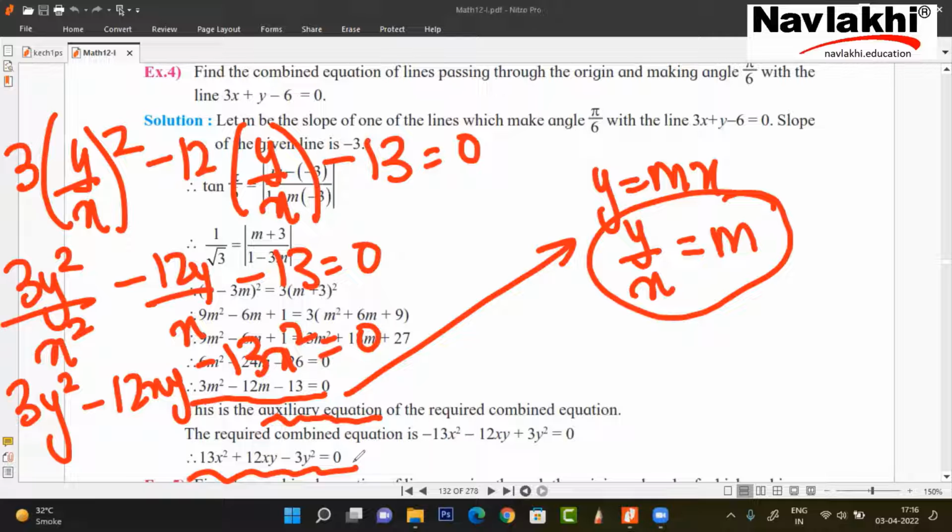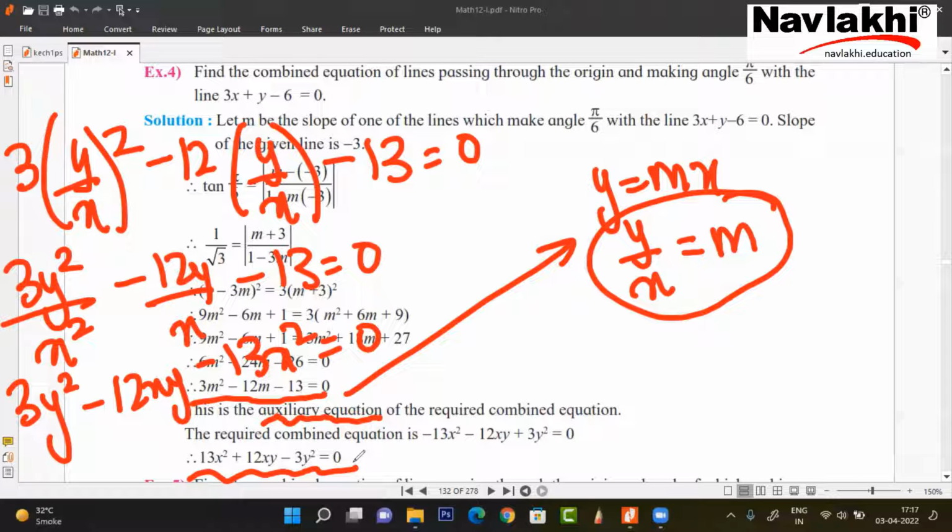So you want the combined equation of lines. Both the lines are passing through the origin, so it's of the form ax square plus 2hxy plus by square is 0. But they have not given that; you want the combined equation. And they have said that the lines are making 30 degrees with another line. So since the lines are making 30 degrees with a third given line, theta is 30 degrees. In this line, make y the subject and get m2 from that.